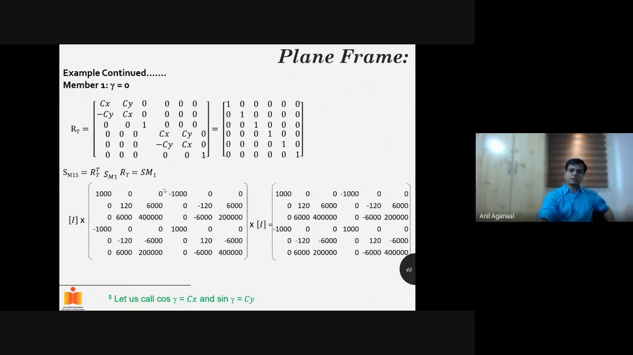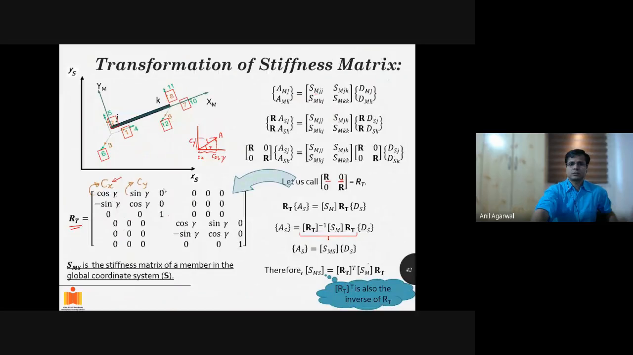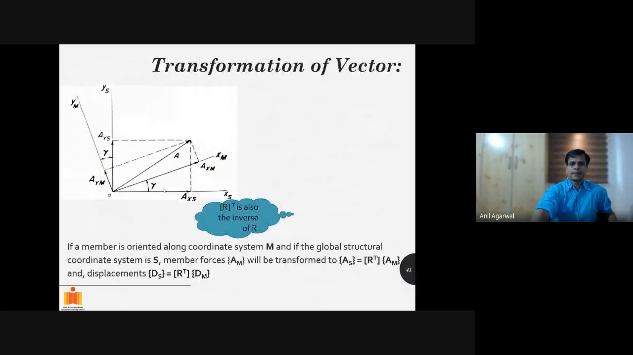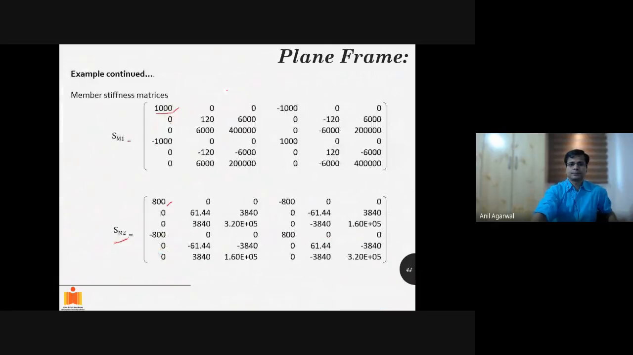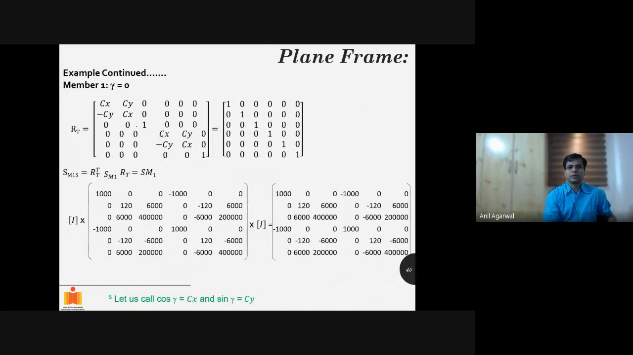Now comes the transformation. The first matrix does not really need any transformation because the first member is already in the global, or structural, coordinate system. X and X are aligned, Y and Y are aligned, Z is of course aligned. So it does not require much transformation, but anyway, we will still try it. This is the transformation matrix, Cx, Cy, minus Cy, Cx, 0, 0, 1. This is R, with R on the diagonal, the RT matrix.